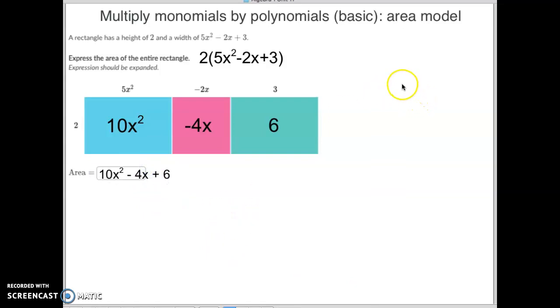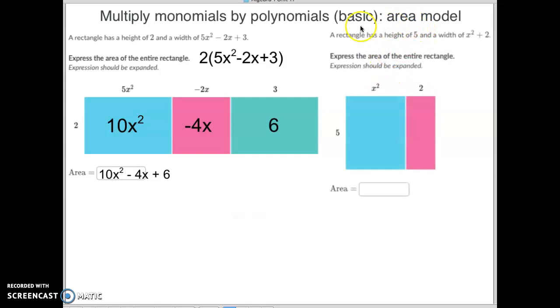Right there. Let's do one more. Okay, so we've got this one here. We've got another rectangle with a height of 5 and a width of x squared plus 2. So again, it's height of 5 and then the width of x squared plus 2. So you can see they put the x squared plus 2 on this part of the generic rectangle, and they put the 5 on this part of the generic rectangle.